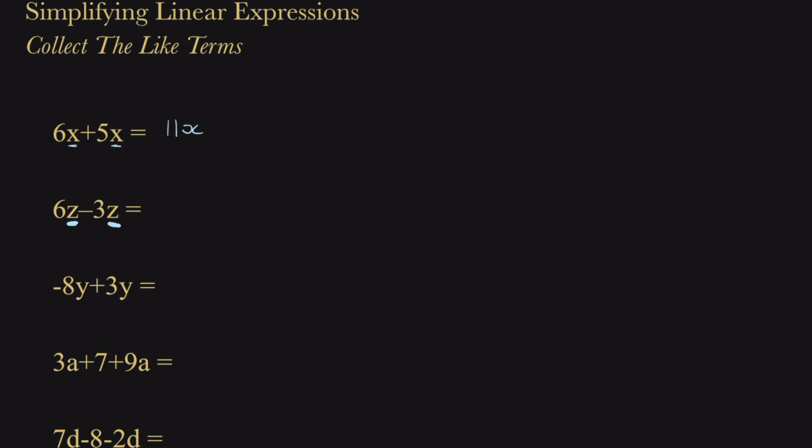In the next one, we've got 6z take away 3z. Once again, our z's are like terms, so we can combine them together. If I have 6 of them and I take 3 of them away, then I'm going to have 3 left over. So I'll have 3z.